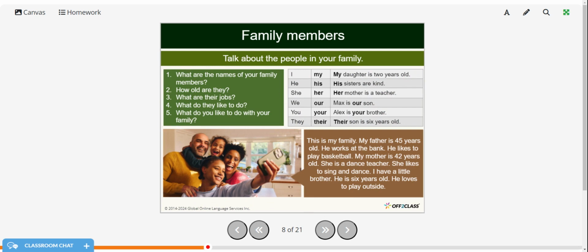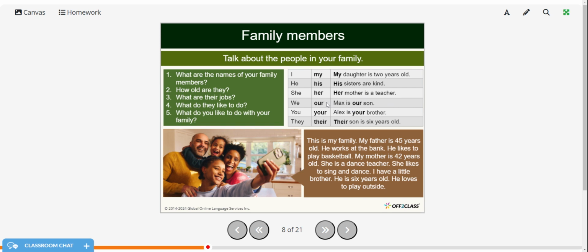All right, now we're going to talk a little bit more about family members. So, when we say that someone belongs to you, you would say my. So, this sentence, my daughter is 2 years old. When you want to say that a family member belongs to a man or a boy, we say his. His sisters are kind. When something belongs to a woman or a girl, we use her. Her mother is a teacher.